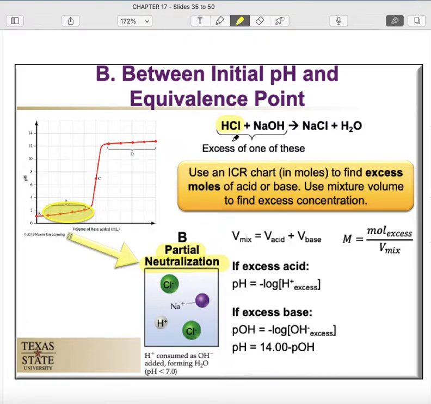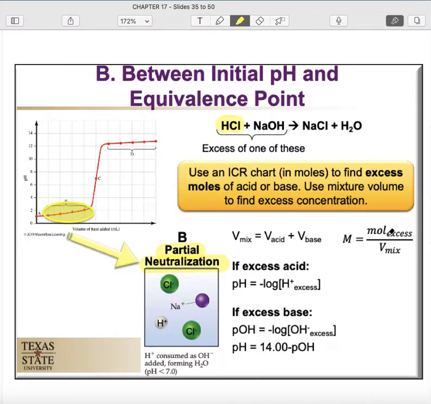So what you're going to do is use what is known as an ICR chart, which is done in moles, in order to find the number of moles that are in excess for that acid. And then once you have that, you're going to divide it by the total volume of the mixture. When I talk about the volume of the mixture, I mean the volume of the acid that you initially had in the beaker, plus the volume of the base that you have added through the burette. So it's the combination of both volumes of the acid and base. That's the new volume that you have in the beaker, basically, right?